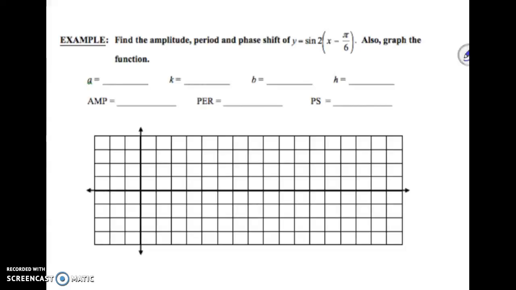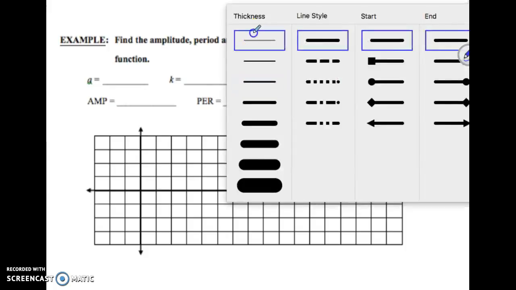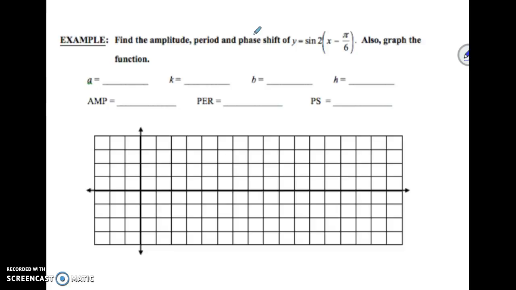This is Precalculus, section 5.3, day 3 on trigonometric graphs. Our first example says, find the amplitude, period, and phase shift of y equals sine of 2 times (x minus pi over 6), and then graph the function.